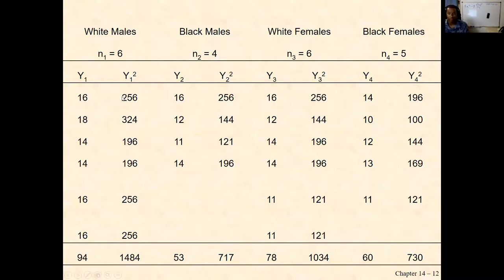Now, after I square them, if I were to add them up, it would add up to 1,484. So what I did is I took each score, squared them, then added them up to 1,484.